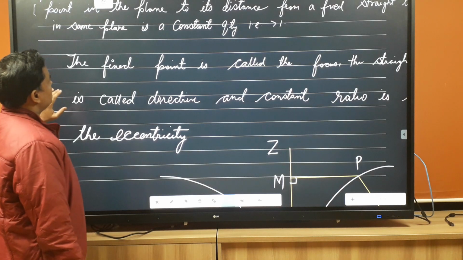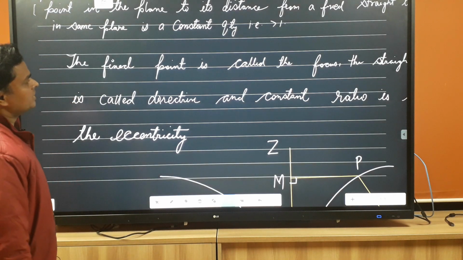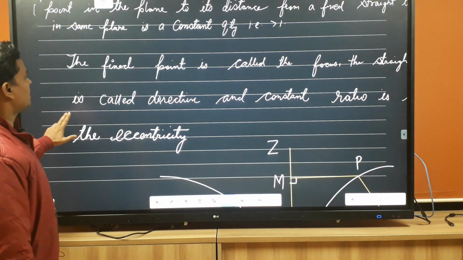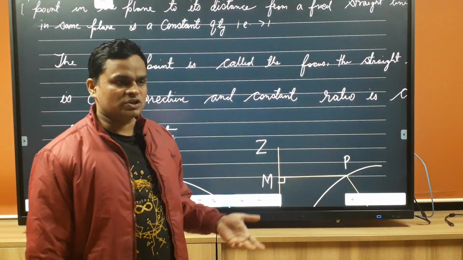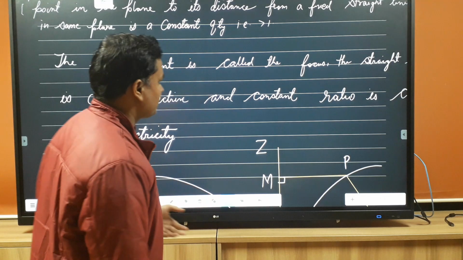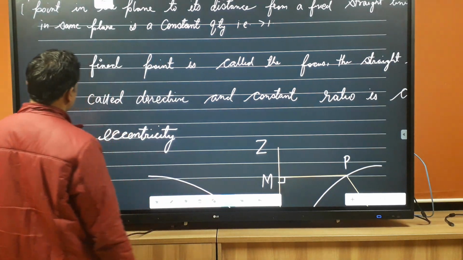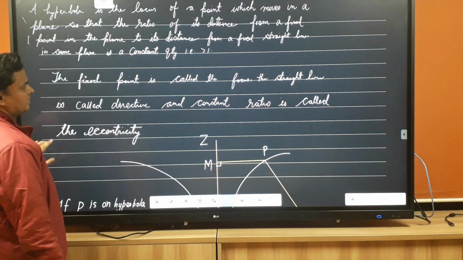Here in the next line it is written that the fixed point is called the focus and the straight line is called the directrix. It is the same as it was in the case of ellipse, and the ratio is called the eccentricity. So there is nothing to explain here, right?